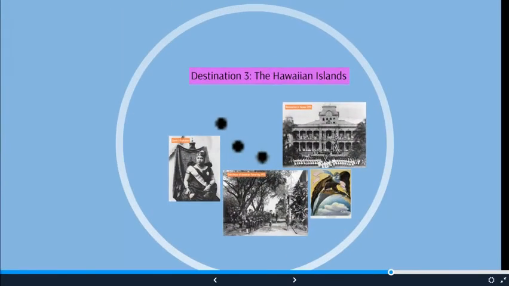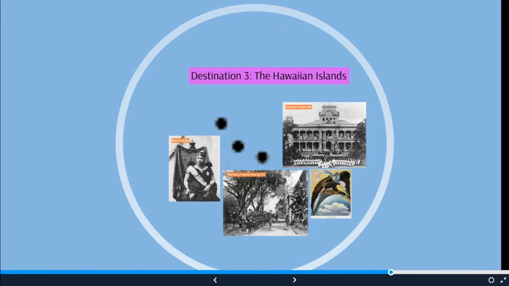So that takes us to our third destination, which is Hawaii. Now, I'm going to talk about this only briefly because we already did a reading on this. But I just want to point out that we had been interested in the Hawaiian Islands going back all the way to the 1840s, and that while America itself didn't take over Hawaii, Americans who were living in Hawaii did.